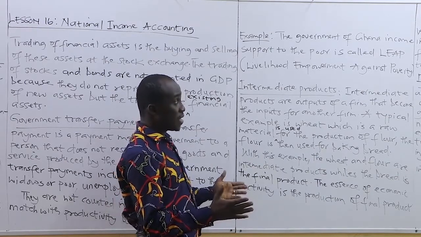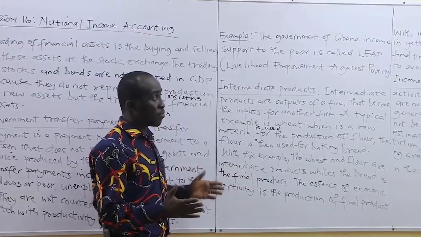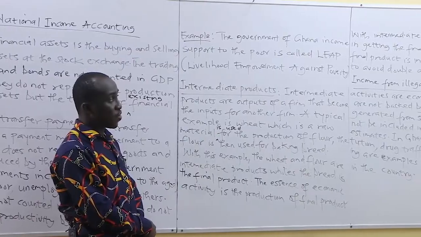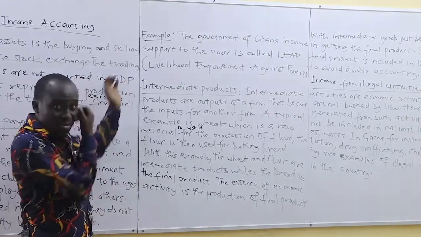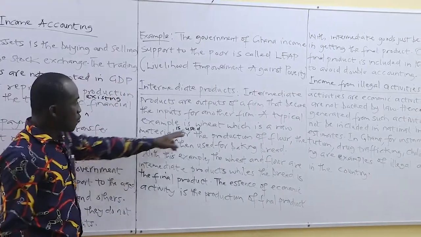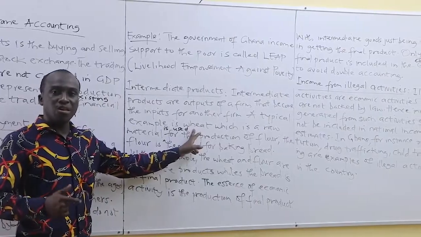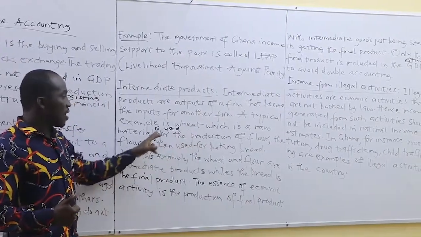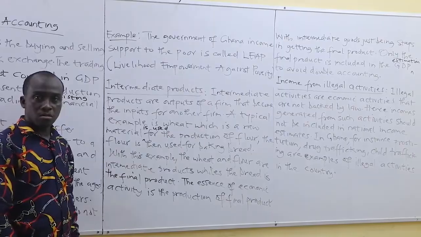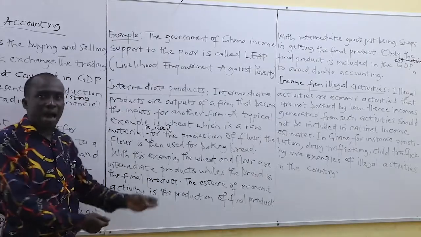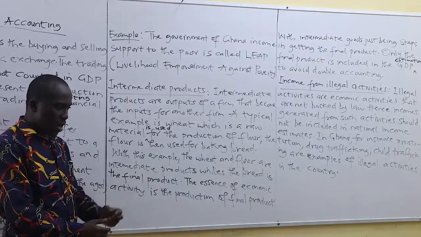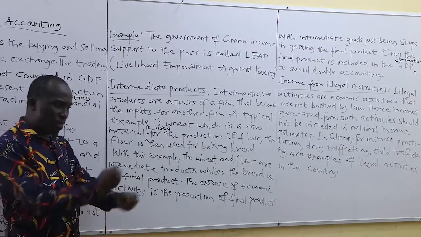With intermediate products, being steps in getting the final product, only the final product is included in the year's GDP to avoid double counting. For instance, you have wheat. You turn the wheat into flour, and you turn the flour into bread. What is the final product? The final product is the bread. The wheat and the flour were intermediate products. They helped us to get the bread.